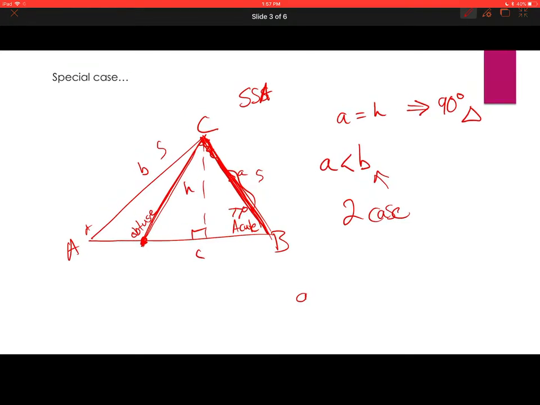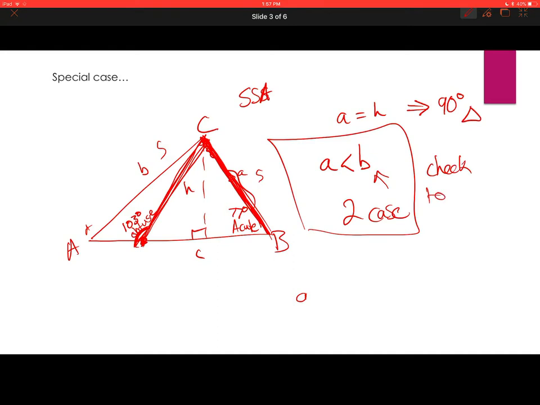So when you solve it, you'll find the acute one. For example, you may find this is 77 degrees. If you find that that's 77 degrees, then the second case is that angle B over here is actually equal to 180 minus 77, or 103 degrees. So you've got to watch out for 2 cases, because it could orient as an acute angle, or it could orient as an obtuse angle. So that's the only time that you need to worry, is if A is less than B. So you must always check to see.